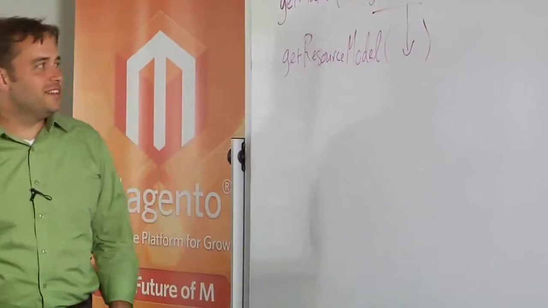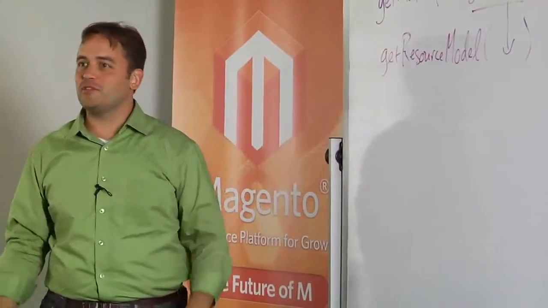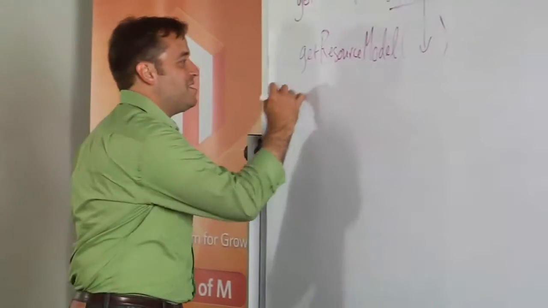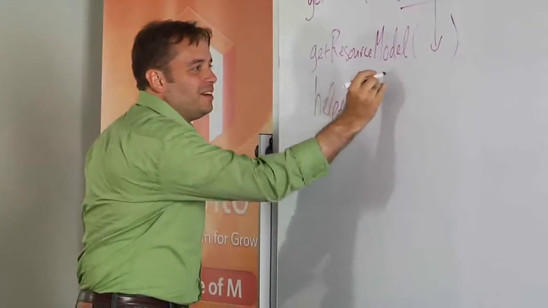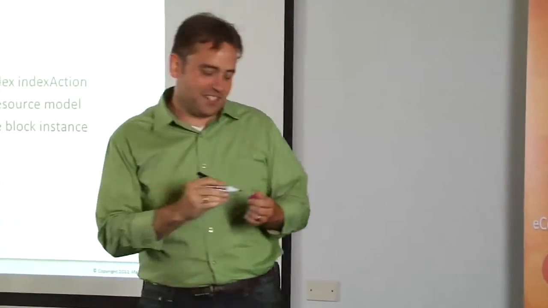And for helpers, of course, we have get model, get resource model. So how would we get a helper? No, it's Mage helper. Just helper. Just because they can.